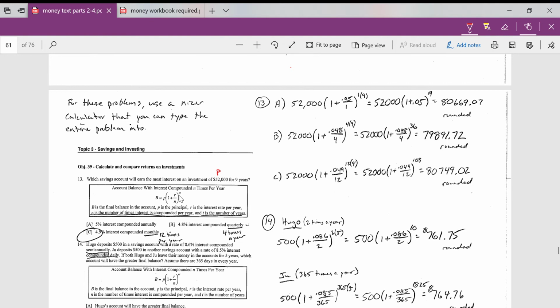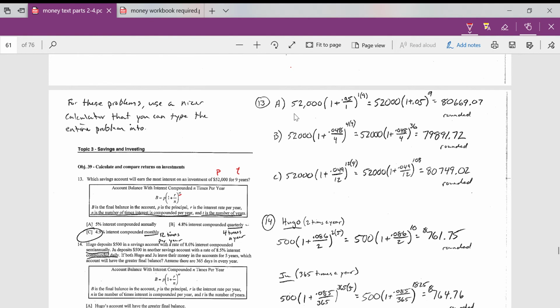And now up here, it's hard to see, but that says nt, or n times t. The n is still what it was here, how many times it's compounded a year, but the t is back to the simple interest type problem. t is the number of years. So here 9 is going to be t. So let's take a look at this problem. We actually have to figure it out for A, B, and C. We have to do each of these and then see which one's better, because it asked which one will earn the most interest.